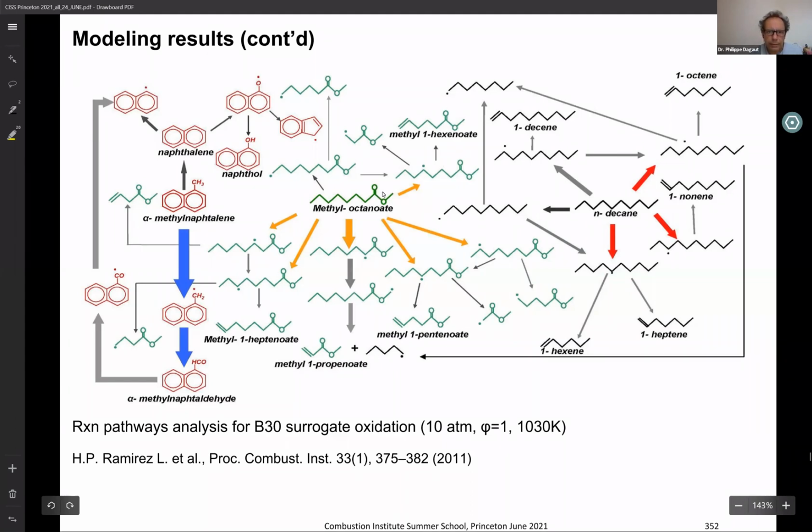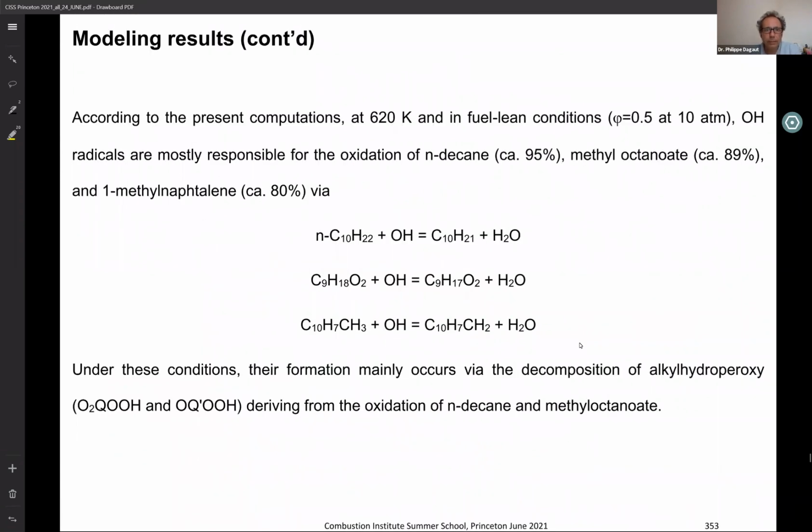For methyl octanoate, the reactions proceed by H atom abstraction, mostly by OH radicals, and we get different radicals that will form some smaller unsaturated esters like this one. Or this one. And regarding normal decane, attacked mostly by OH radicals, you get the different decyl radicals, which, as we said before, can decompose and produce smaller olefins, which will oxidize through this complex mechanism. So the kinetic analysis indicates that these fuels are all attacked mostly by OH radical.